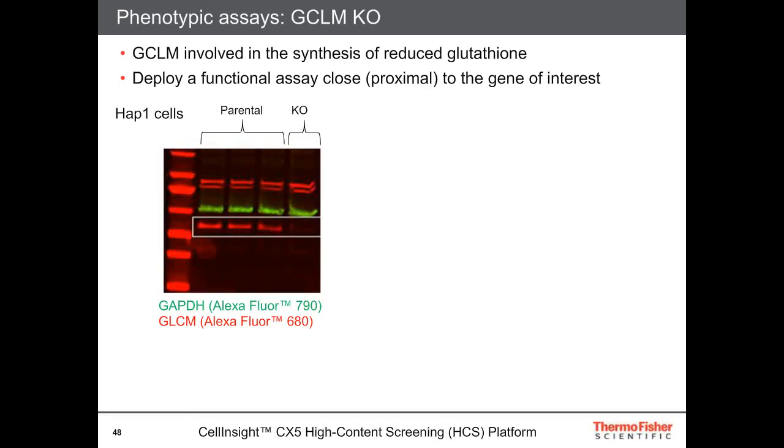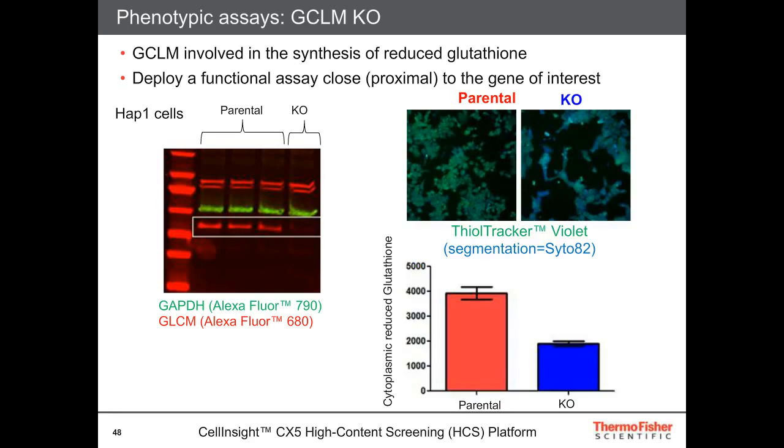We blot using an antibody against GCLM, and we can see that we've lost the protein. So what are the functional consequences? We've knocked the gene out, and these genes have been sequenced as well, and we can confirm the gene's been lost, as has the protein. But now we can deploy a proximal assay, so very close to the gene of interest.